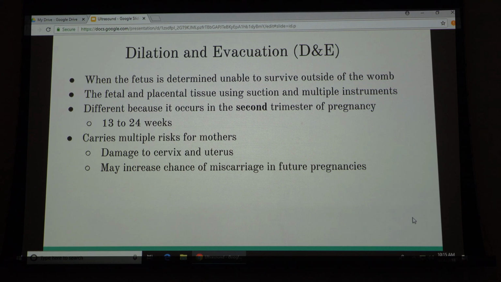It happens in the second trimester of pregnancy, so between 13 and 24 weeks. Because of that, it carries multiple risks for the mother, such as damage to the cervix and uterus, and it can also increase the chance of miscarriages in future pregnancies.